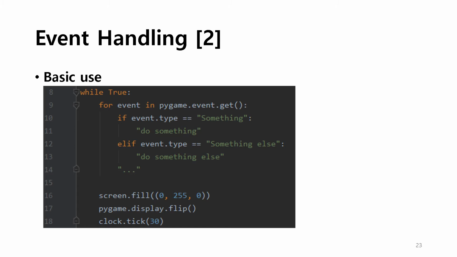Basically, we can listen to and handle the events like this. We can listen there and then check the event type like this. If event type equals something, then we can do something for the corresponding event.